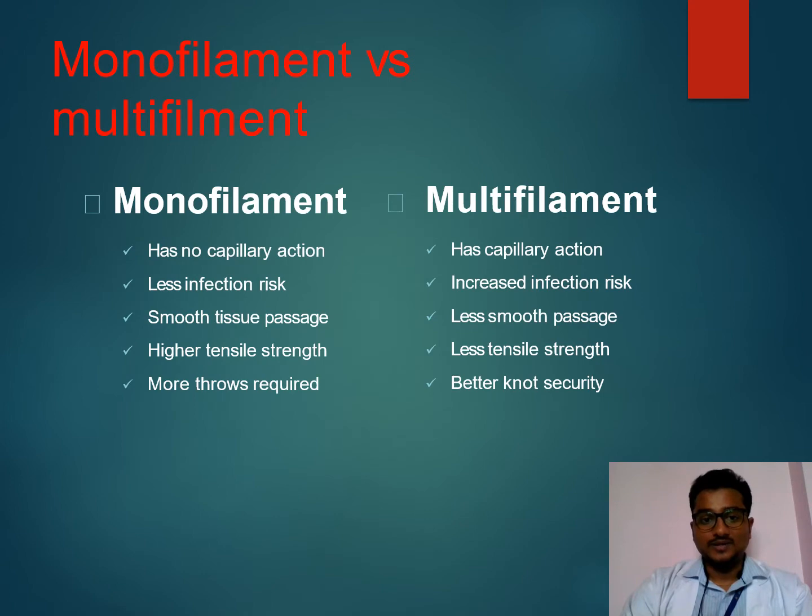Difference between monofilament and multifilament. Monofilament suture has no capillary action, less infection risk, smooth tissue passage, high tensile strength, and more throws are required. Multifilament has a capillary action, increased infection risk, less smooth passage, less tensile strength, and better knot security.